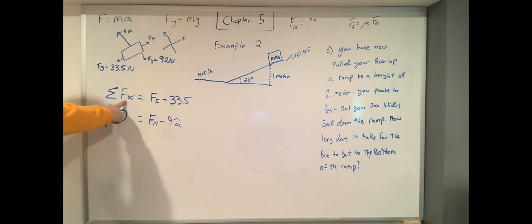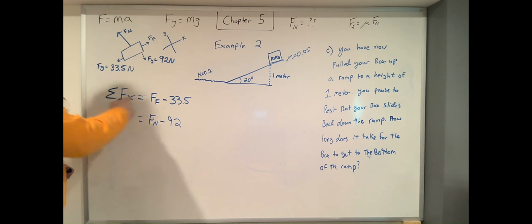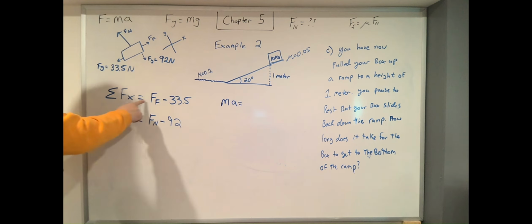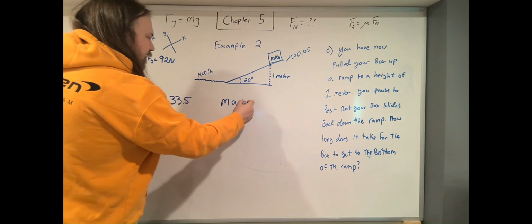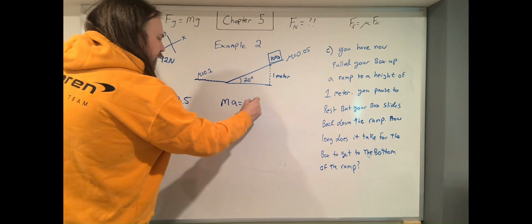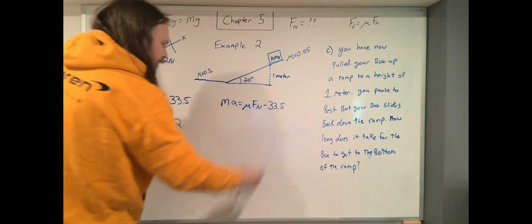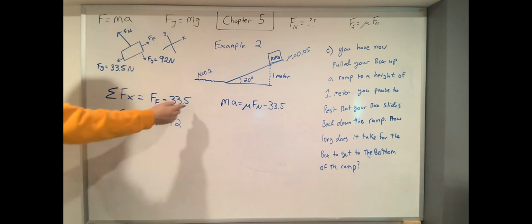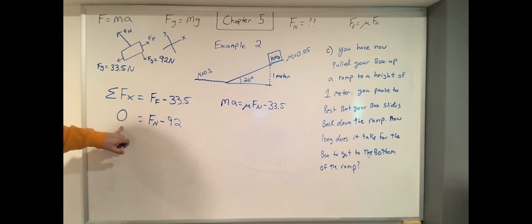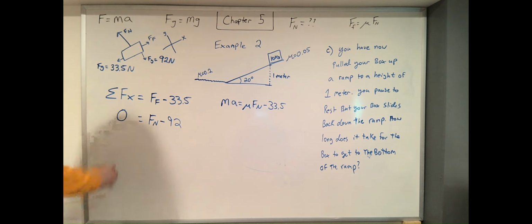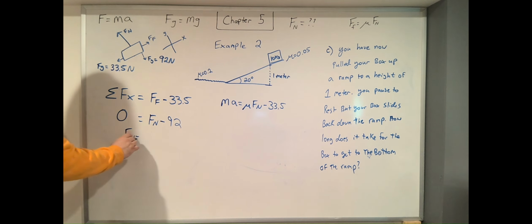This I can write as ma to figure out what the acceleration is. So let's go: ma is equal to, the friction force can be written as mu times the normal force, and that 33.5 will just carry over, minus 33.5. I need to solve for the normal force here. If this is equal to 0, what is the normal force? Normal force is 92. So this one made it nice and easy to find the normal force.